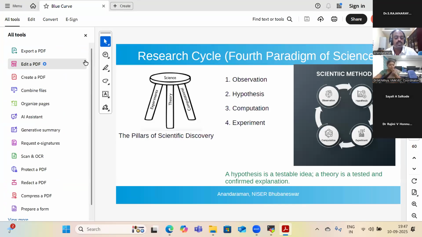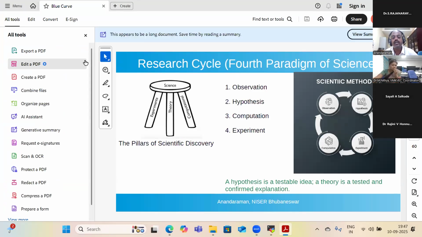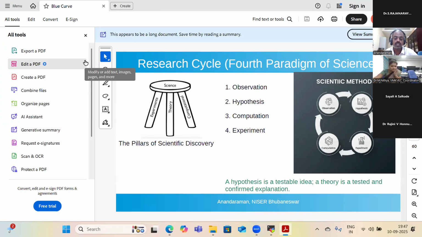So research has 4 paradigms. Observation: we have to observe first, and then based on observation, we create a hypothesis, then experiment. But every experiment you do, you have to spend a lot of time and a lot of resources. So we are doing computation. Once the near result is coming, then we try that in the experiment so that the time to product is reduced.